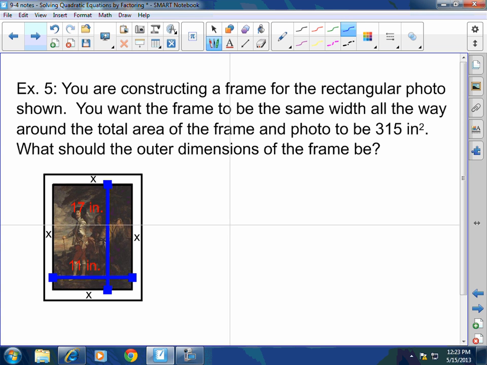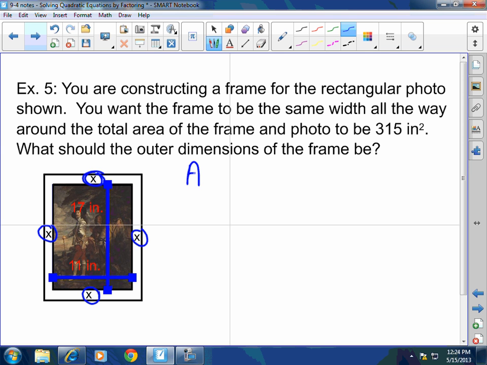You're constructing a frame for a rectangular photo shown. You want the frame to be the same width all the way around. So that's why I have a width of x all the way around. I want it the same width. You with me so far? And the total area, you want the total area of the frame and the photo to be 315 inches squared. What should the outer dimensions of the frame be? In other words, what is x?